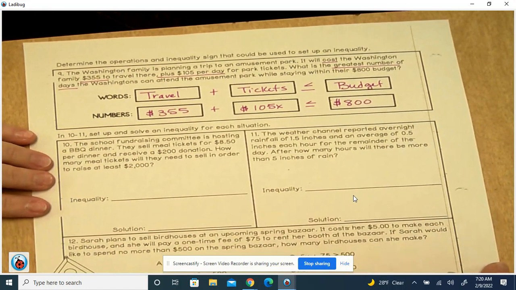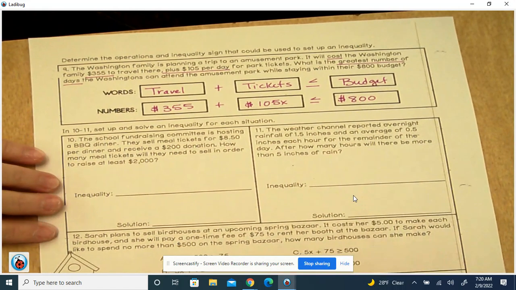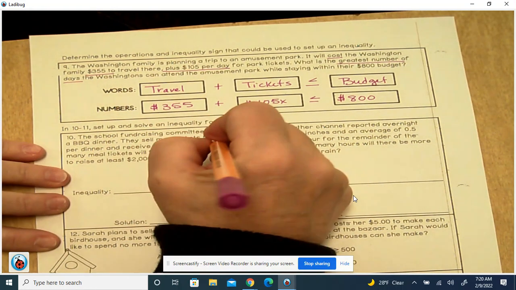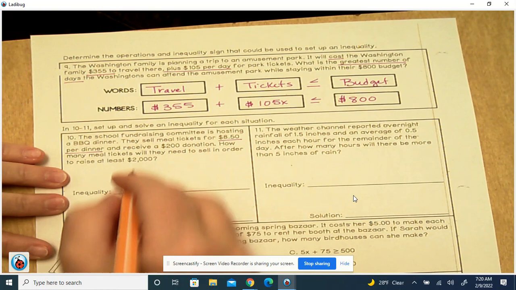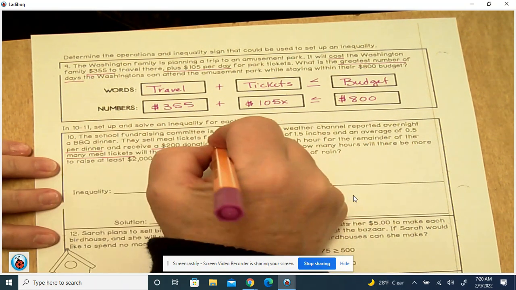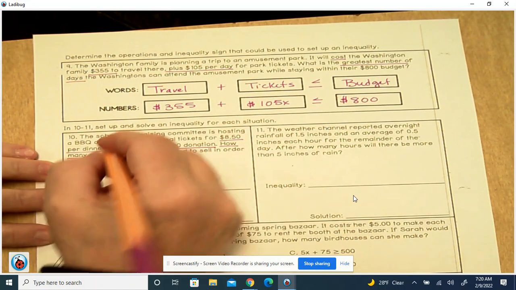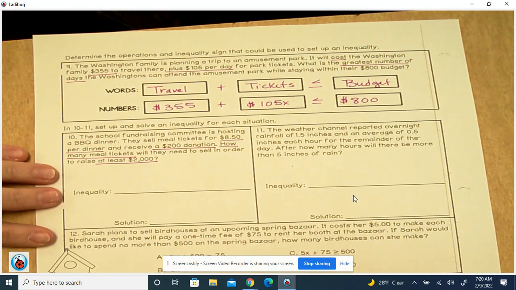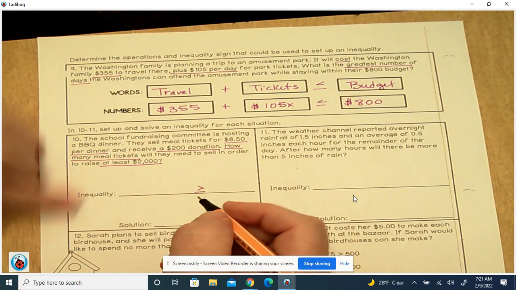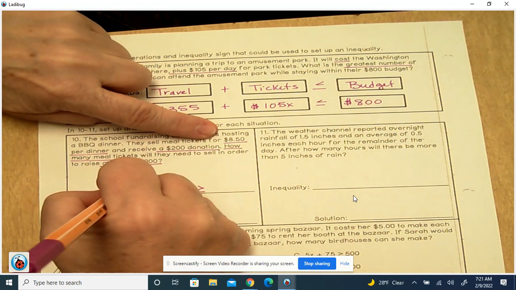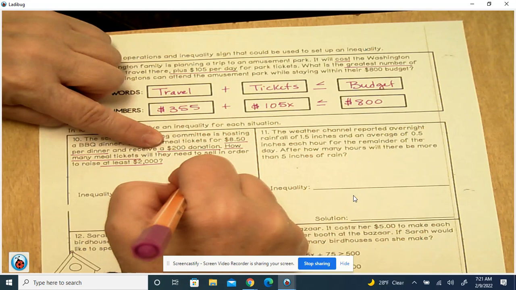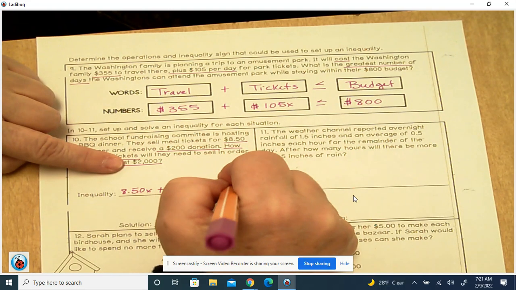All right, in 10 through 11, we're going to set up and solve an inequality for each situation. The school fundraising committee is hosting a barbecue dinner. They sell meal tickets for $8.50 per dinner and receive a $200 donation. How many meal tickets, it tells you where your X goes, will they need in order to raise at least $2,000? Now, at least was under the greater than or equal to. I'm going to put that there. We've got the tickets are 8.50x plus the $200 donation, and then the $2,000.